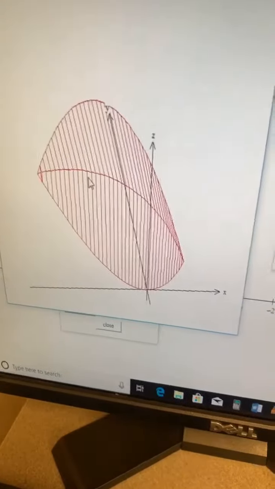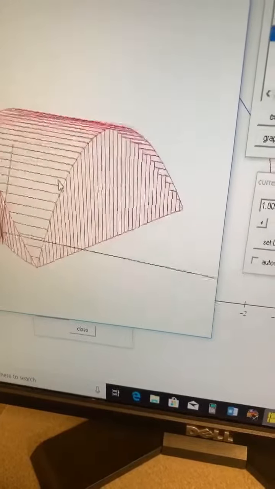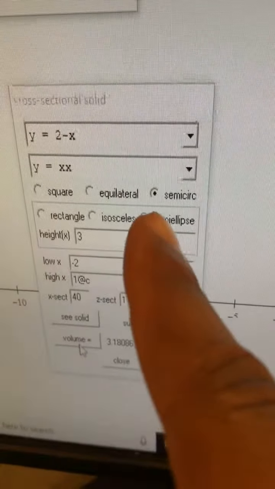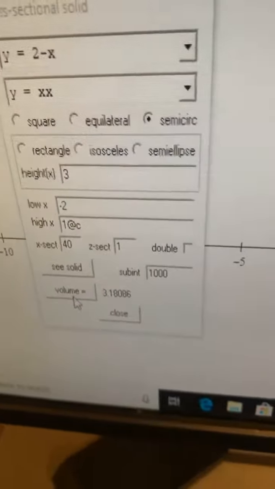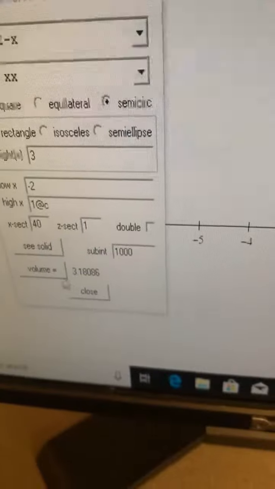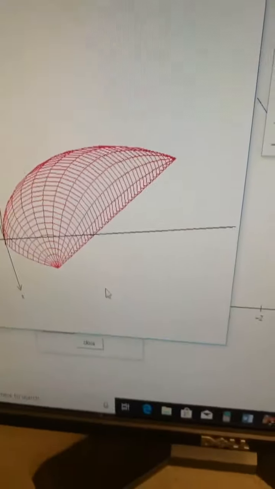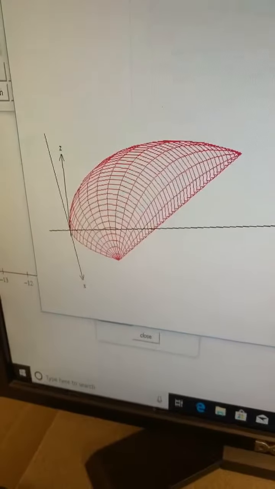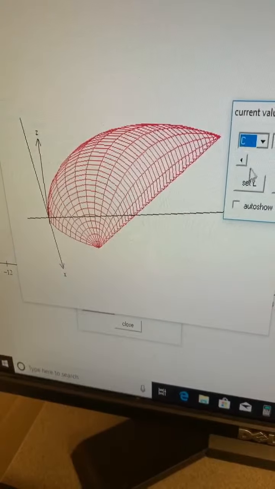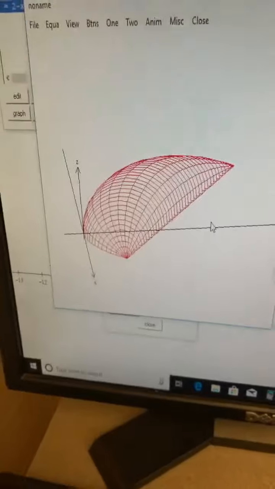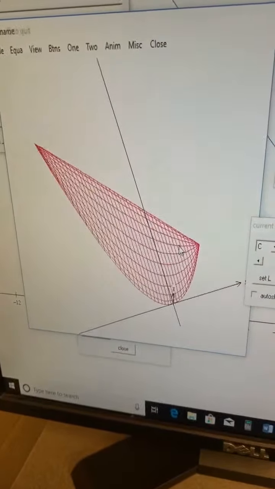And this one is a square. Cross sections is a square on this one. All right, now we're looking at a semicircle. Let's see. The volume of the semicircle is 3.1806, and so on and so forth. So if I wanted to look at the solid, this is what that solid looks like. Really weird looking shapes. And what we're doing is finding the volumes of all these weird shapes, literally on paper. It's kind of funny how that works, but it works.